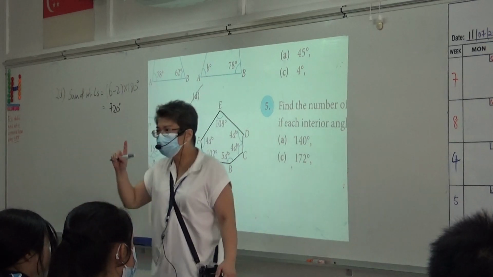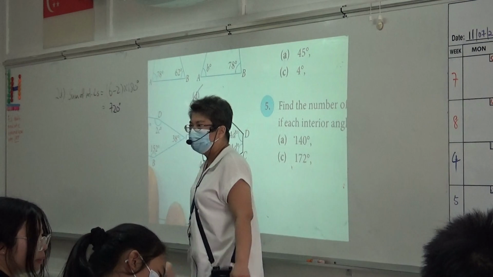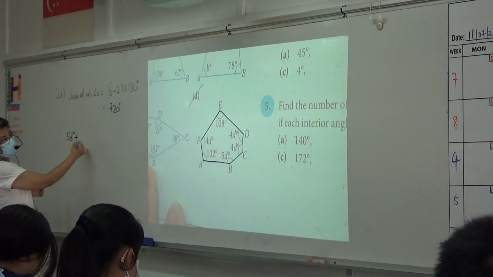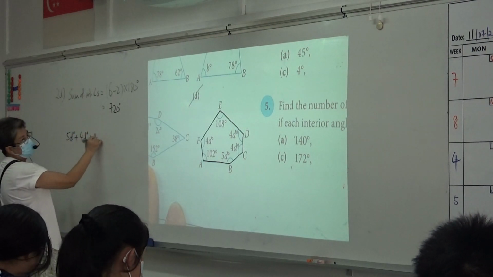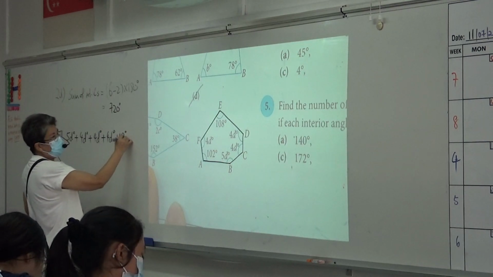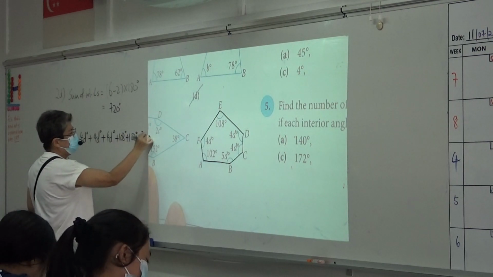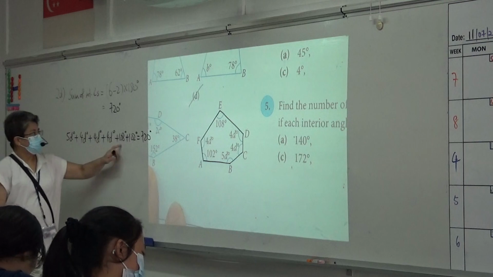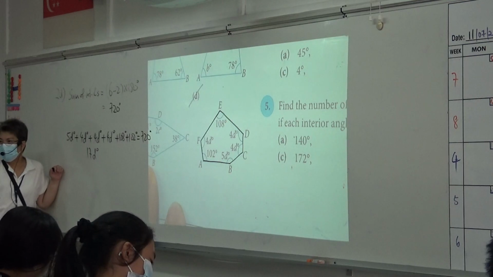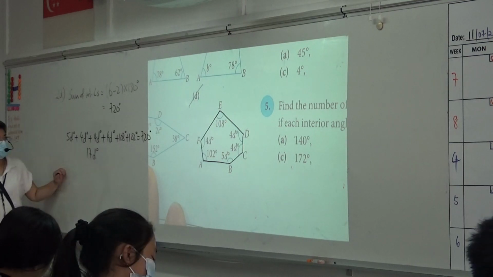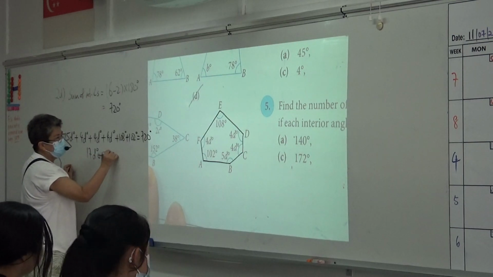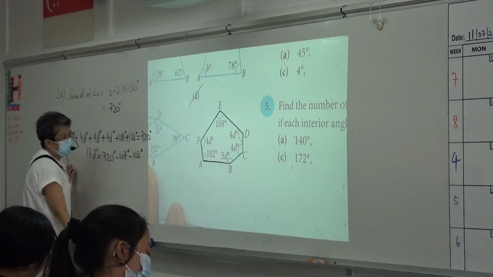What does this mean, class? That means all these add up together will be what? 720. Very good. So 5d degrees plus 4d degrees plus 4d degrees plus 4d degrees plus 108 plus 102 must be 720, right? Okay, 5d plus 4d plus 4d plus 4d is 17d degrees, right? Correct. 17d degrees will be 720 minus 108 minus 102, right?